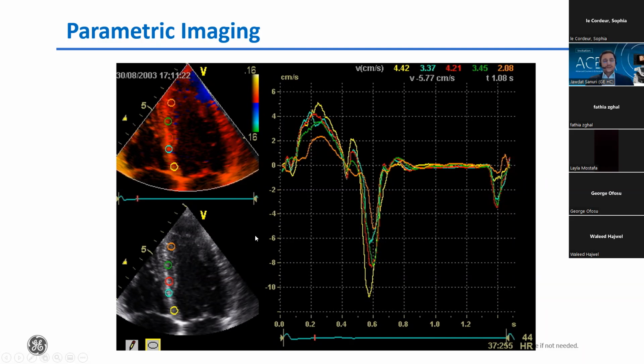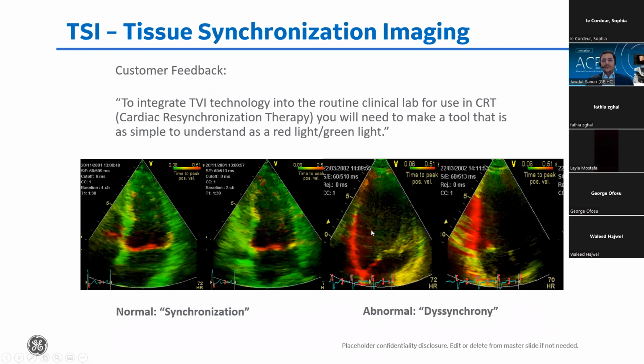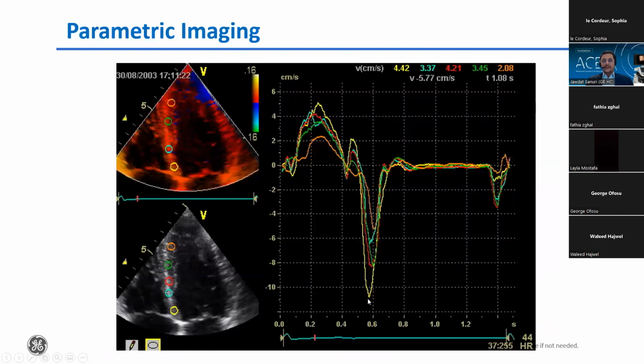So in addition to parametric imaging, we can also rely on the time to peak velocity, not only the actual velocities, but the time from the onset of the QRS, as you can see here, to the peak velocity for each region. This time is in milliseconds, and can be translated in the same color Doppler window with a different color map that indicates the time to peak velocity. So it can show me the time to peak velocity here.